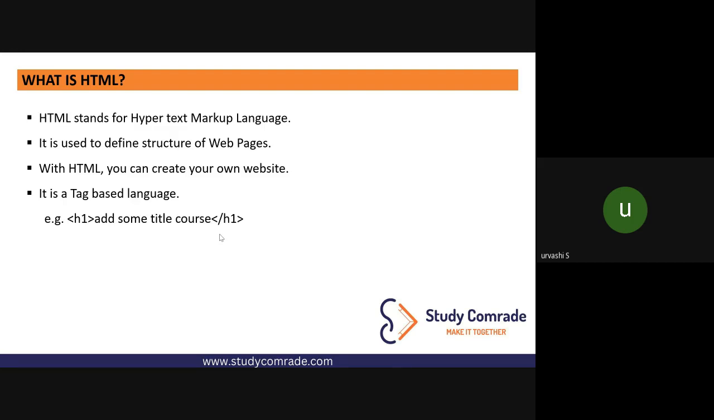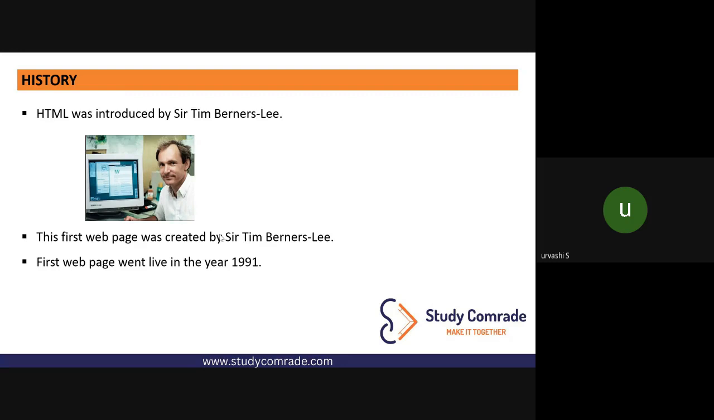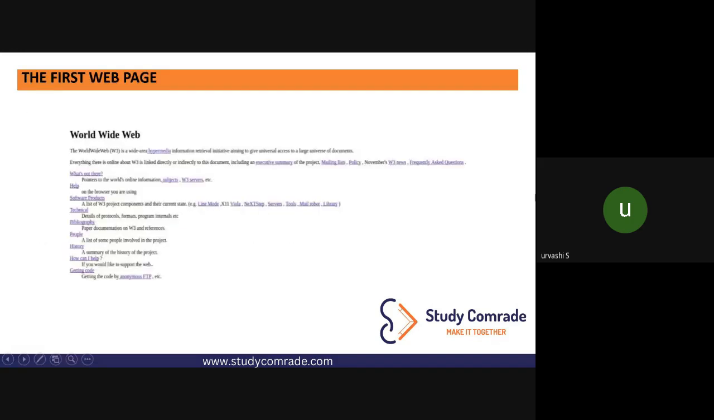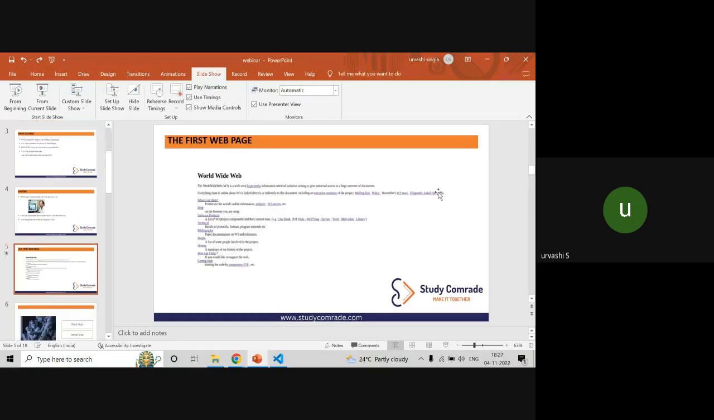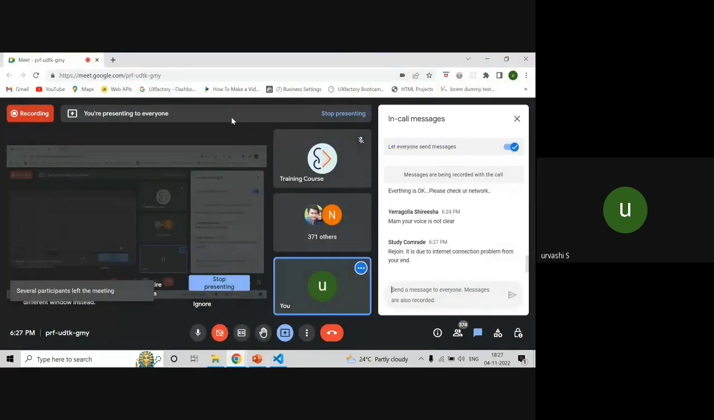Okay. Now this is a bit of history about HTML. It was introduced by Sir Tim Berners-Lee around 1991, like I said. And this is the first web page that went live. It's a screenshot, so you can just imagine this is how websites used to look in 1991. And now you look at Facebook, Amazon, Netflix. This is how websites look now.